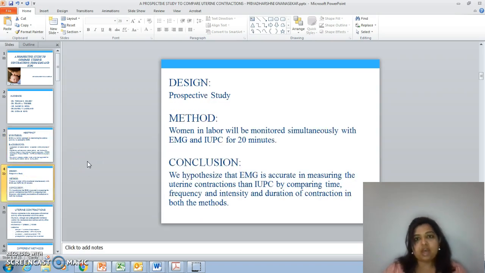We are planning to do it as a prospective study, and the method is that women in labor will be monitored simultaneously with both devices, the EMG and IUPC, for 20 minutes. We would conclude that EMG is accurate in measuring uterine contractions in contrast to IUPC by comparing time, frequency, intensity, and duration of contractions in both methods.